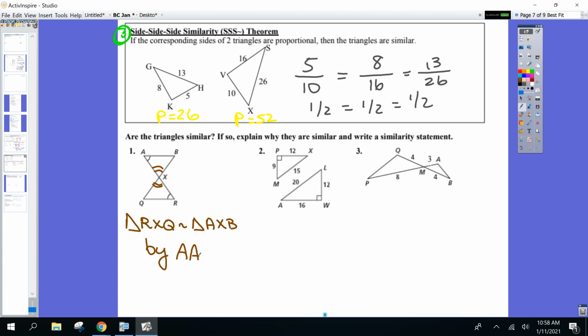Also, some of you guys have some self-respect. Are you still writing the congruent symbol? Have some self-respect, please. Are you still writing the congruent symbol? All right. Good job. Well, nice.